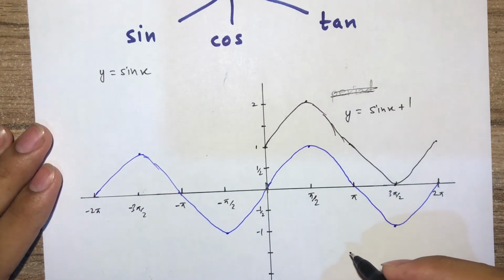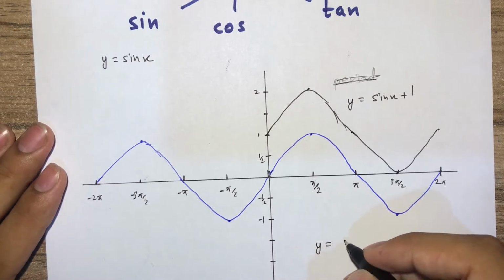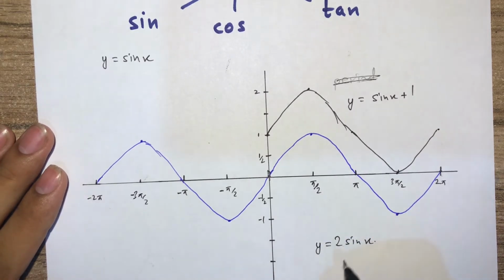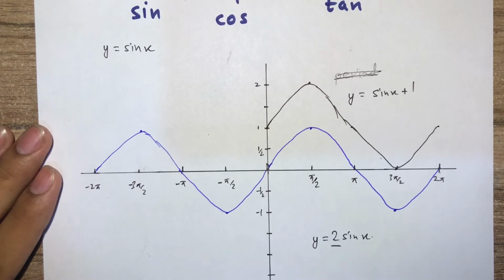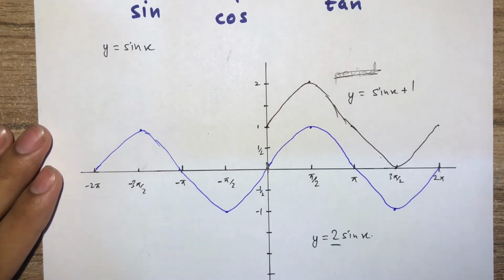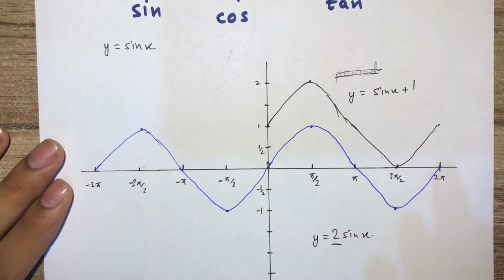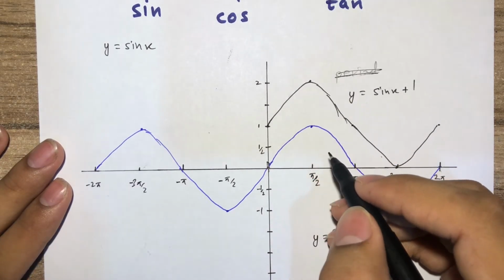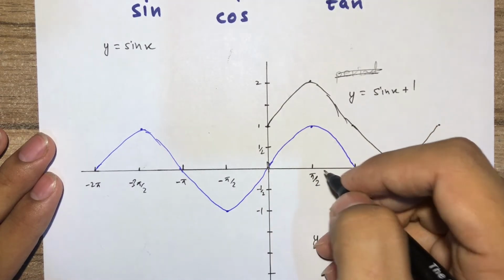Now let's draw the graph of y equals 2 sine x. So this 2 represents a vertical stretch of 2 units, a stretch factor of 2. What happens is that from the x-axis every point's distance is multiplied by the stretch factor. So every point's distance from the x-axis will be multiplied by 2.